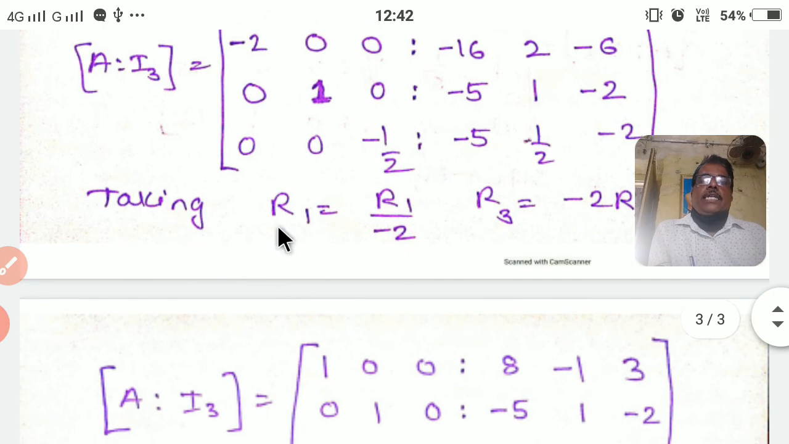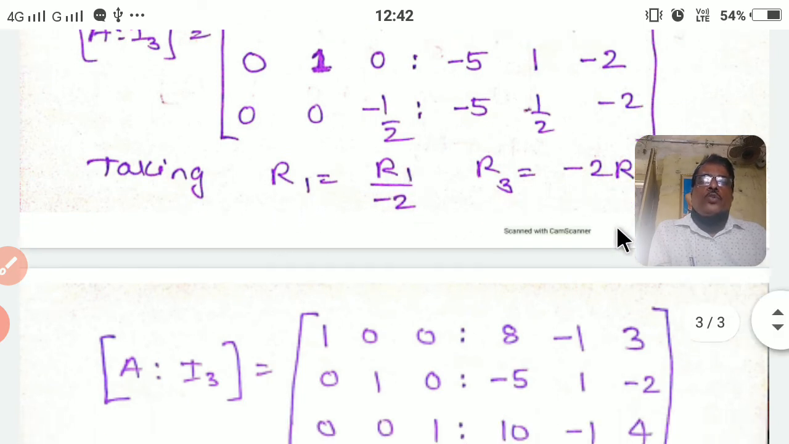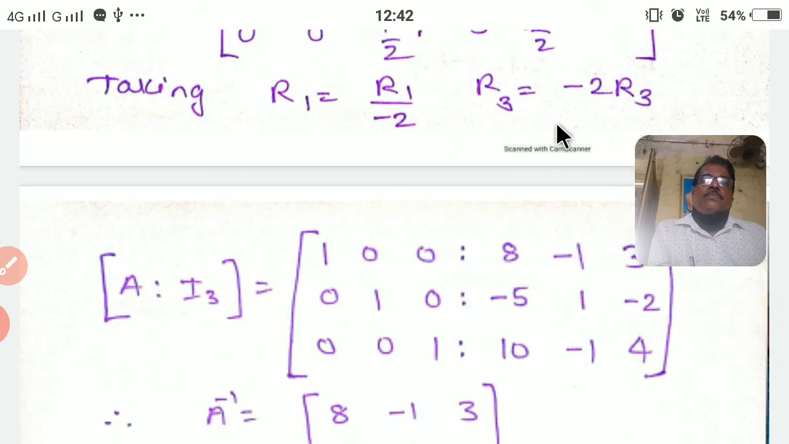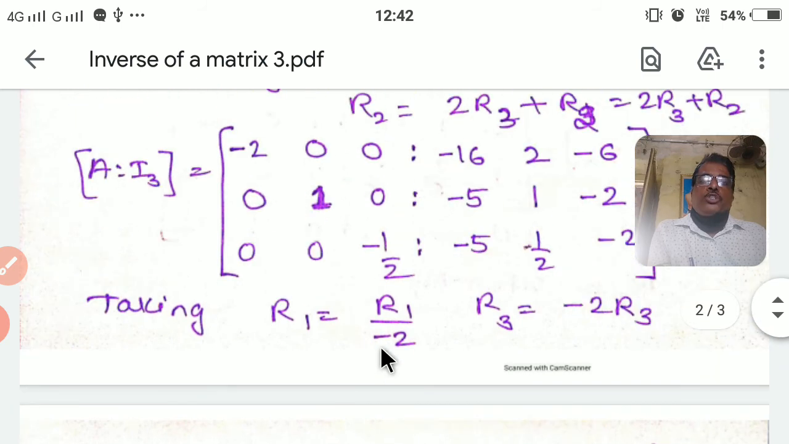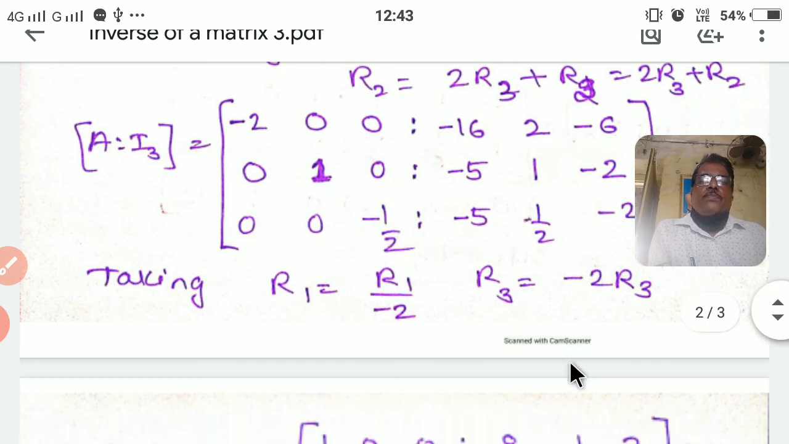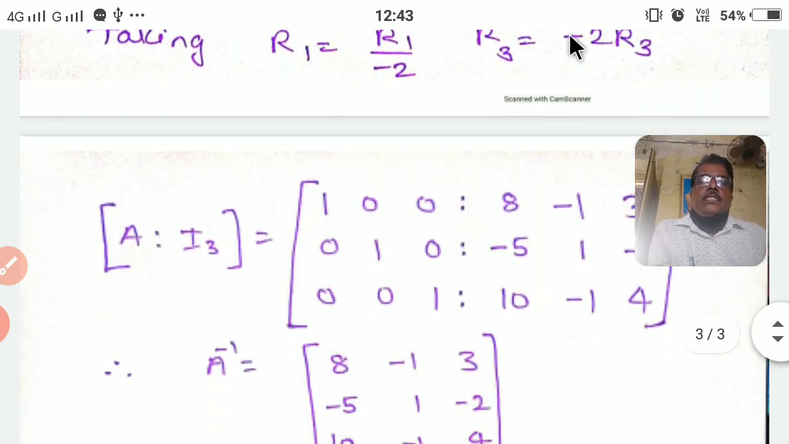Okay, next taking R1 is equal to R1 by minus 2 and R3 is equal to minus 2 R3. So when you divide R1 by minus 2, minus 2 by minus 2 cancels, giving 1 0 0. Similarly R3, multiply this R3 with minus 2, which gives 0 0 plus 1. So after applying these operations we get 1 0 0, 0 1 0 and 0 0 1.